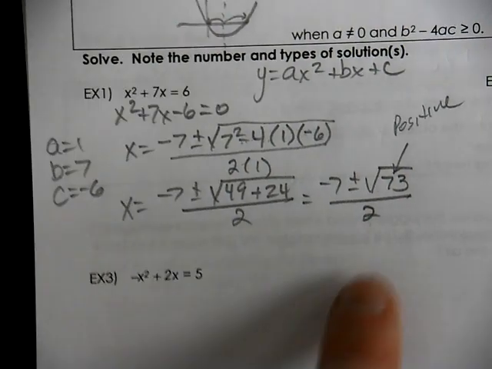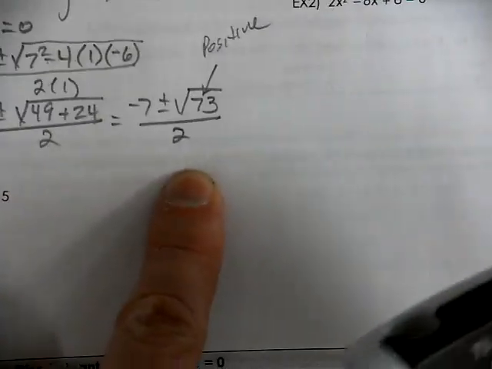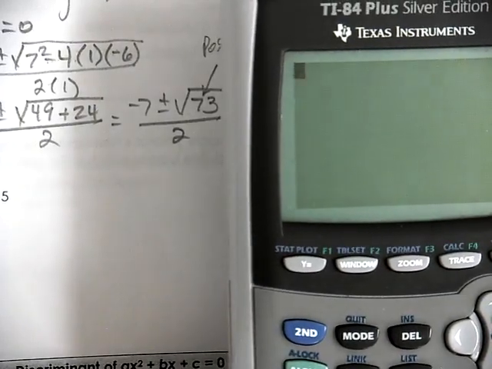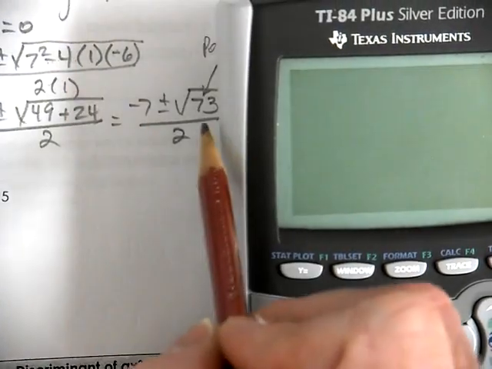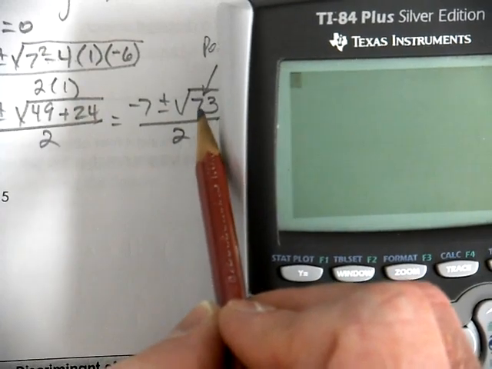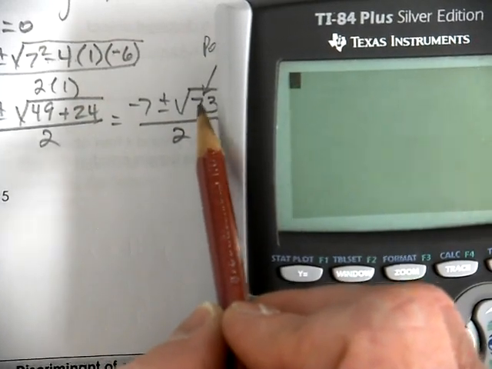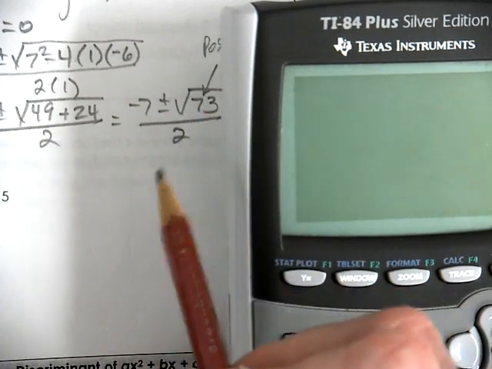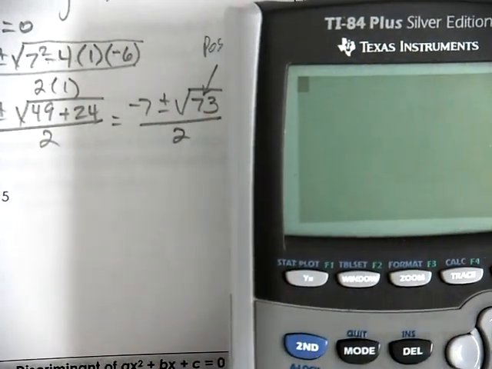Now here, for us to work with this radical, because it is the square root of 73, we know it's more than 8 times 8, because that would be the square root of 64. And it's less than 9 because that would be the square root of 81. So it's somewhere between 8 and 9.